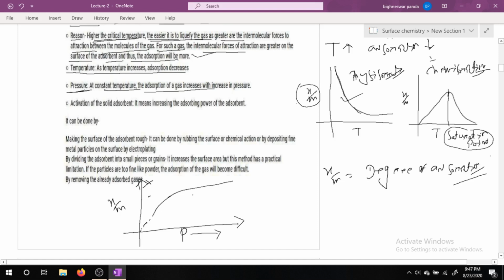That is, the extent of adsorption of a gas per unit mass of adsorbent depends upon the pressure, and it is clear from the graph that the extent of adsorption increases with pressure and becomes maximum corresponding to a certain pressure.